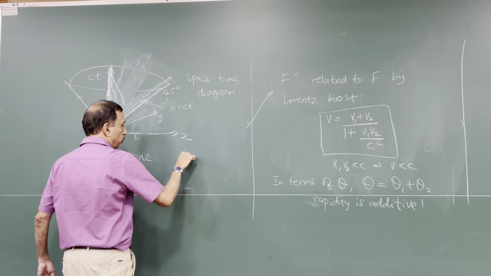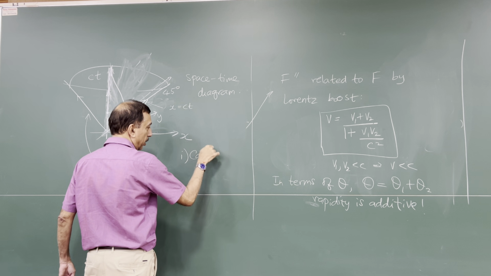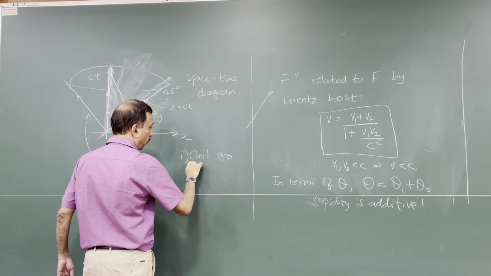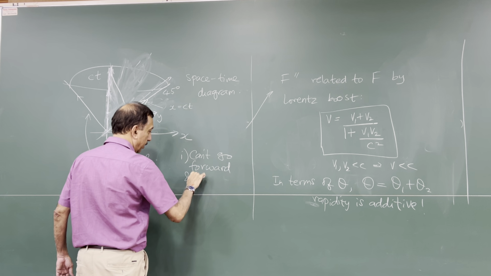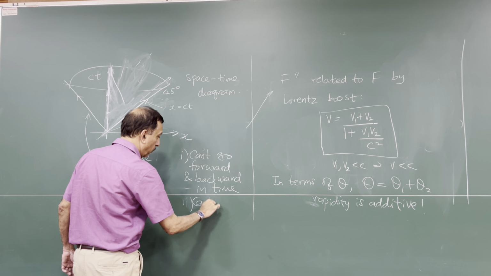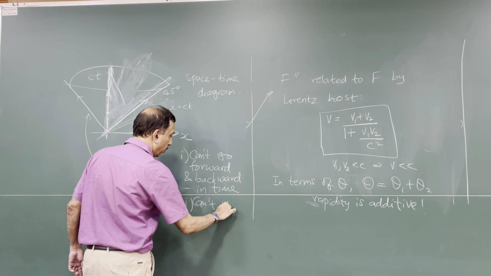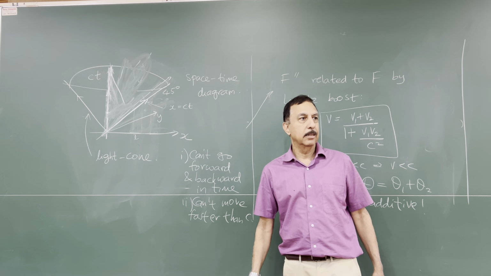So let me write at least 2 rules. I think there's basically one rule. There are 2 rules. Can't go forward and backward in time. Two, can't move faster than c, even for a very small piece.